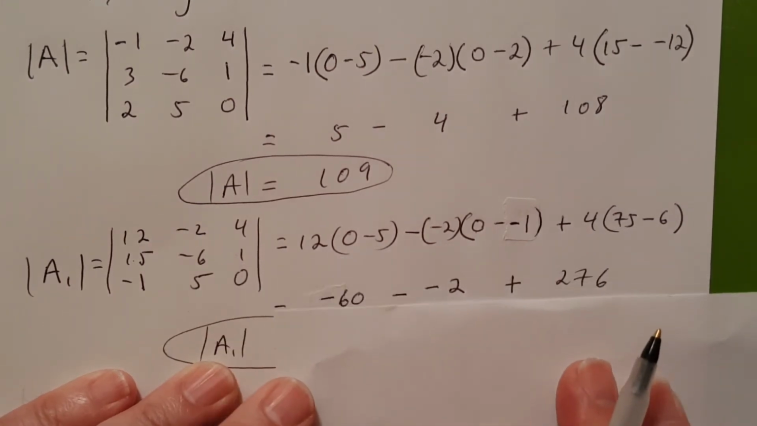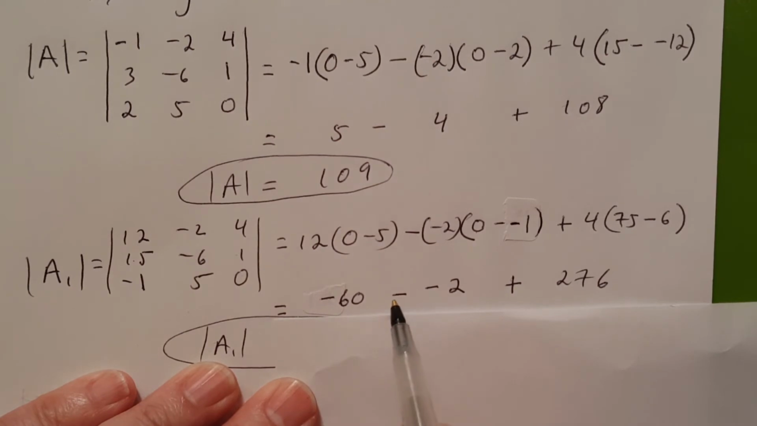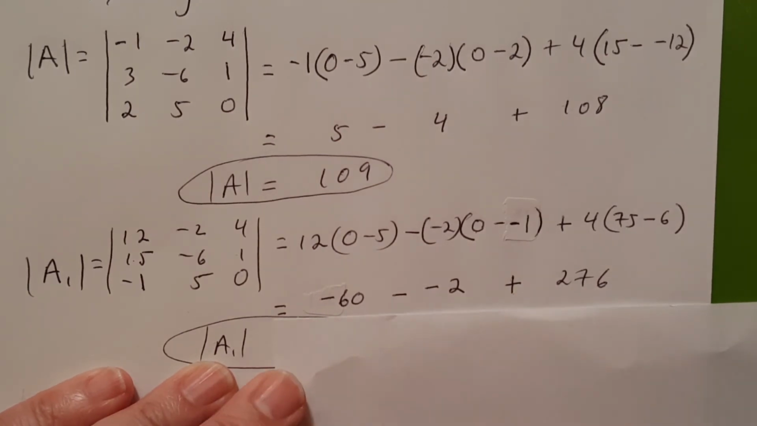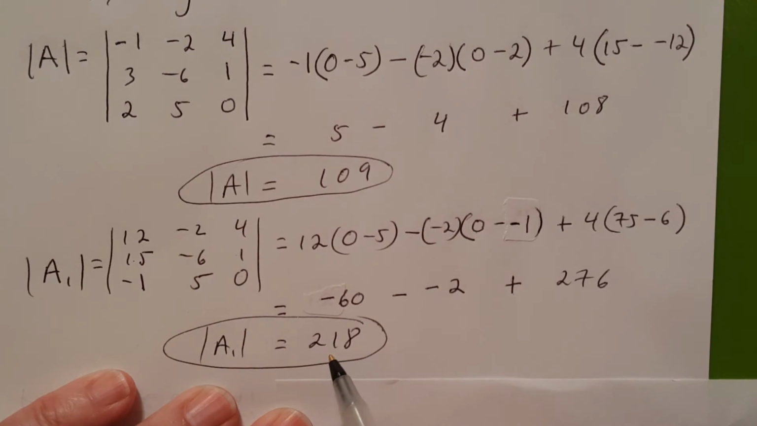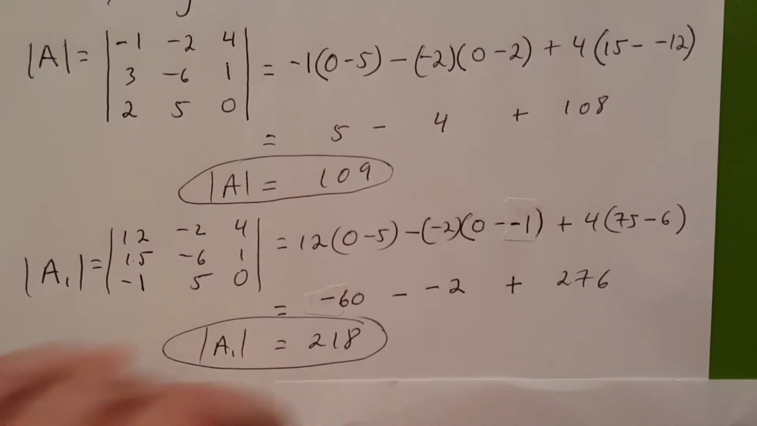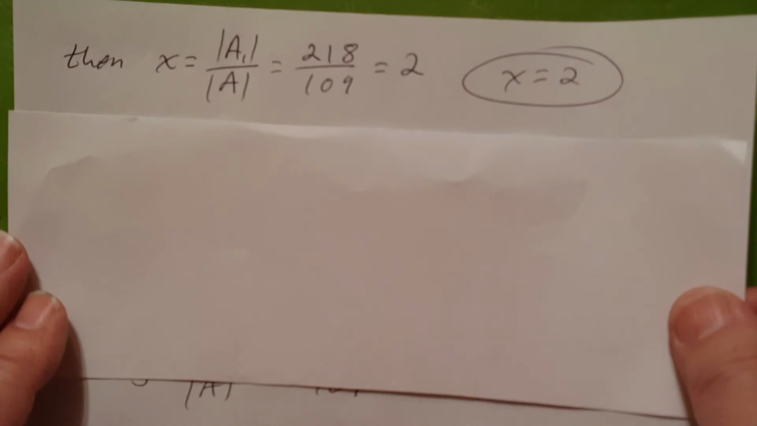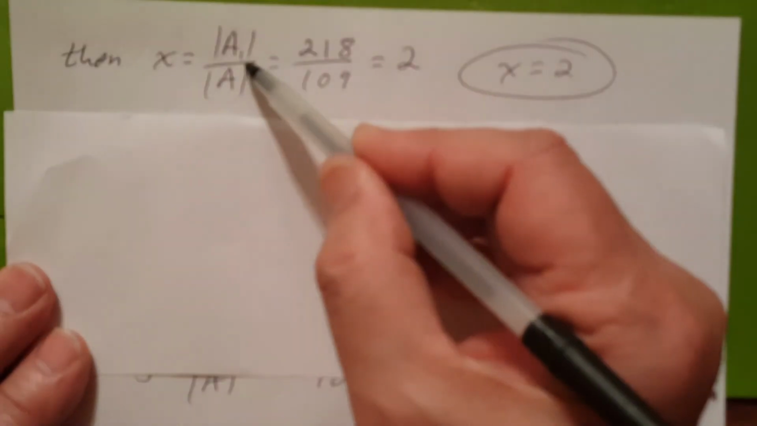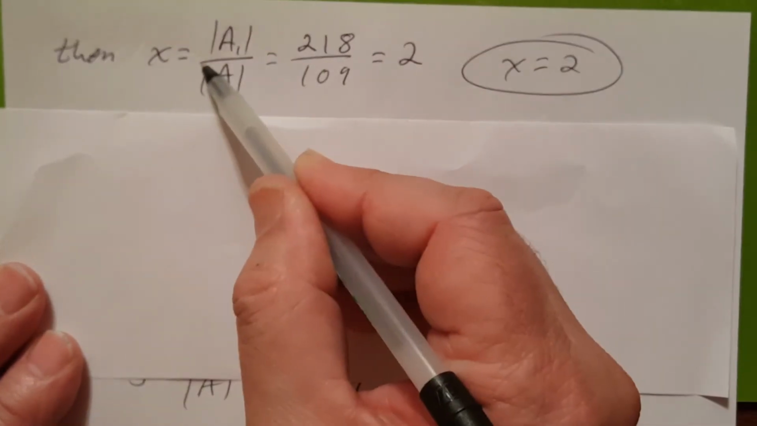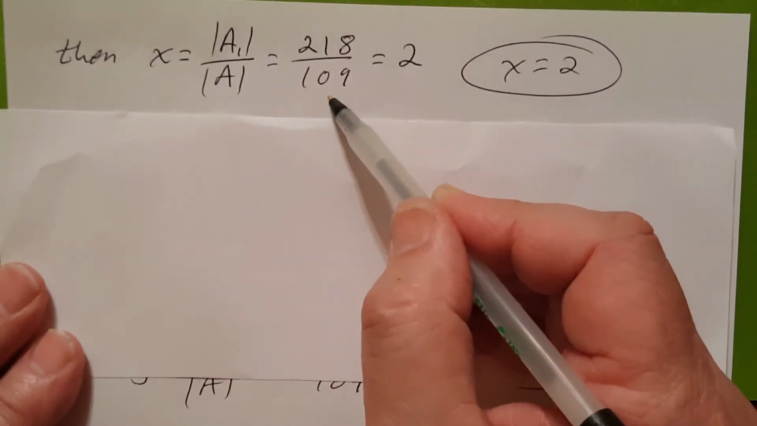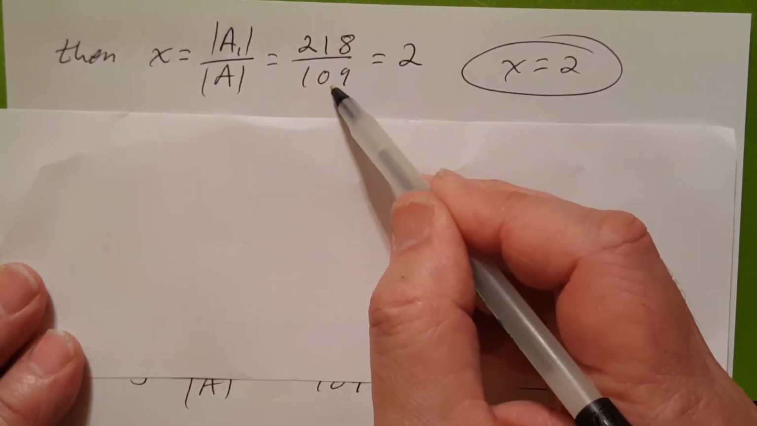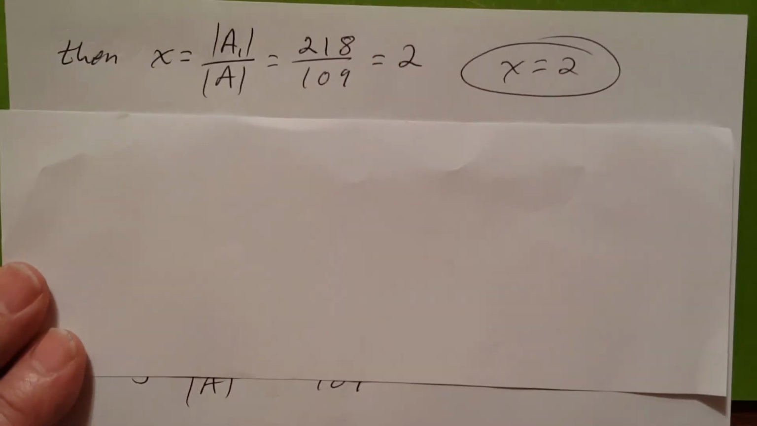That's correct. And then you do the math, and it comes out to negative 60 minus negative 2 plus 276, which comes out to 218. So A1 is equal to 218. So now I'm ready to find x. If you remember Cramer's rule, it says that x is equal to the determinant of A1, which is 218, divided by the determinant of A, which is 109. Both these numbers we already found. And that comes out to 2. So x equals 2.